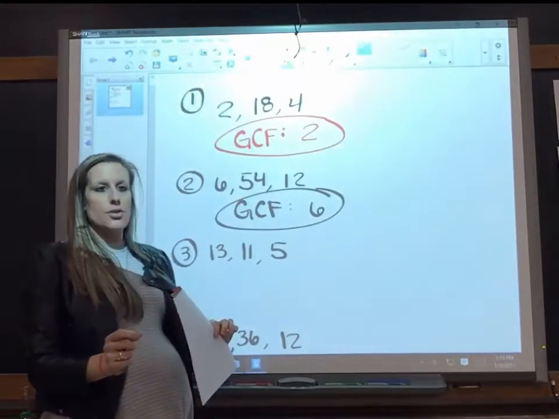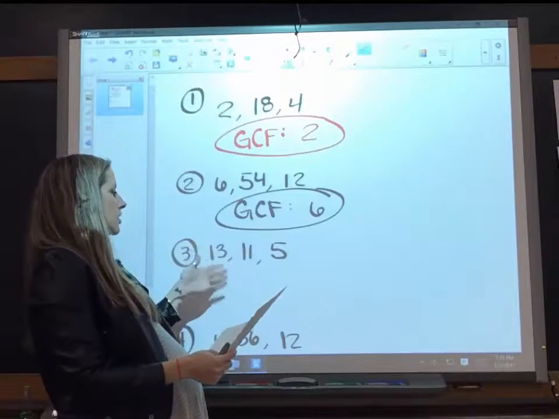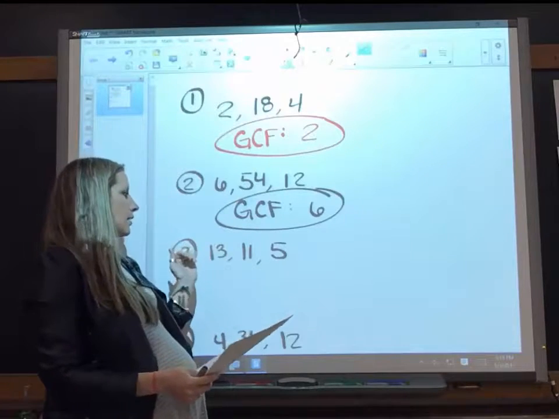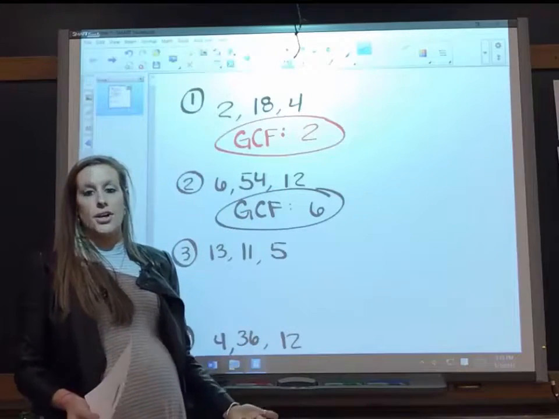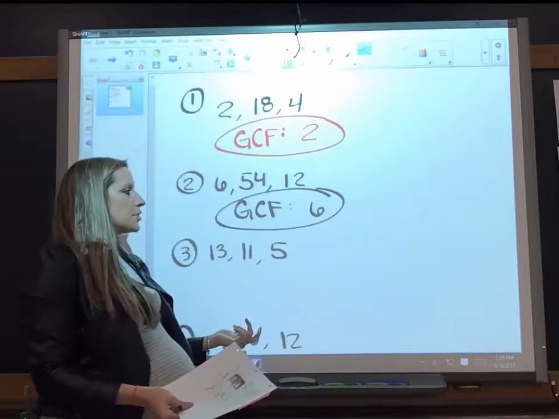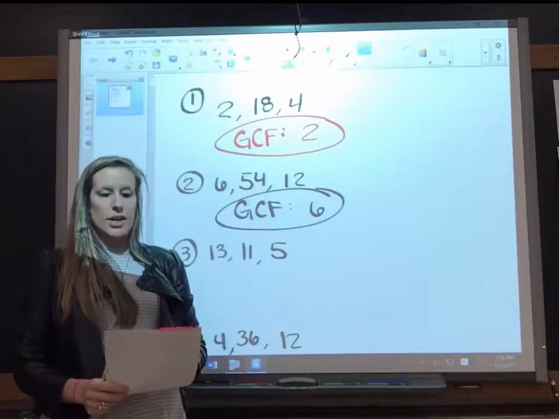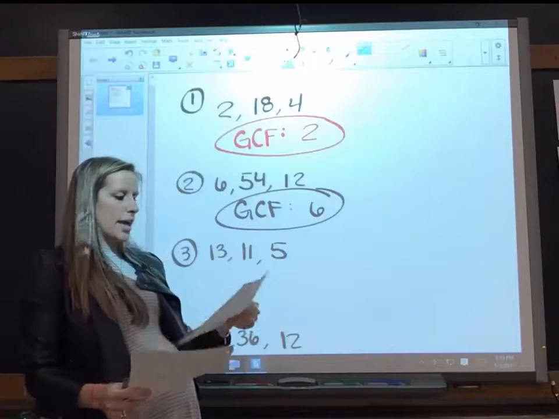Okay, so some people can look at it and say, okay, 6 goes into all 3, and they already know the answer. But if you don't know and you need some help, your calculator can do it for you. So I wanted to show you that.